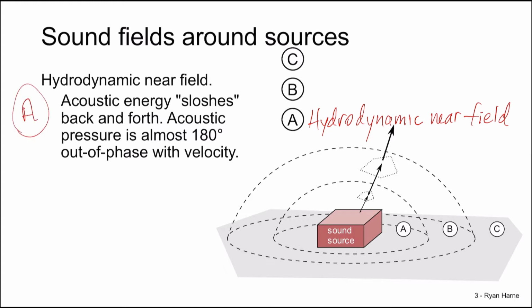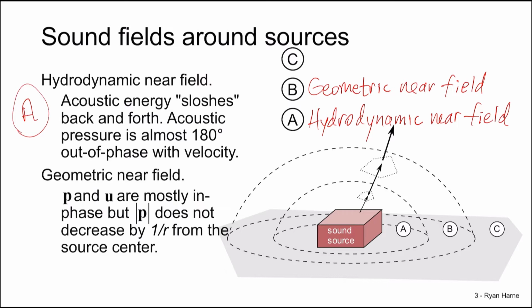The region B, that's further away than the hydrodynamic near field, is more than a few wavelengths away. This is called the geometric near field. Now, in the geometric near field, the acoustic pressure and particle velocity are nearly in phase, but the acoustic pressure amplitude does not decrease by the 1/r relationship that we're familiar with for spherical waves. And then finally, the area C is the genuine far field.